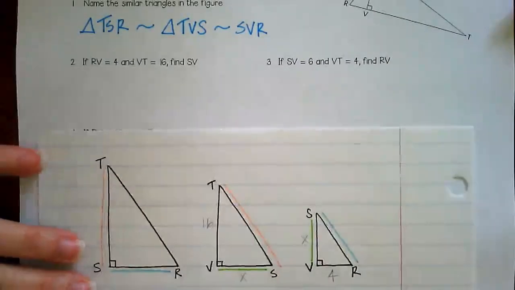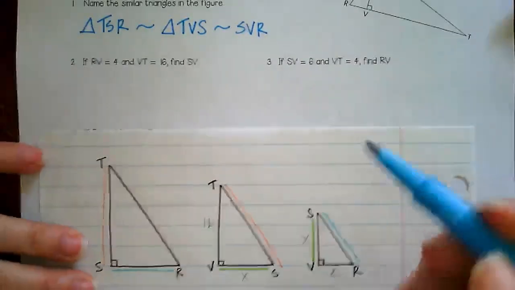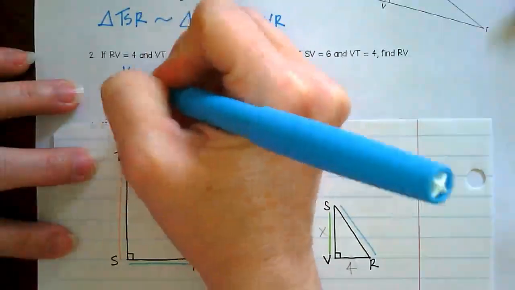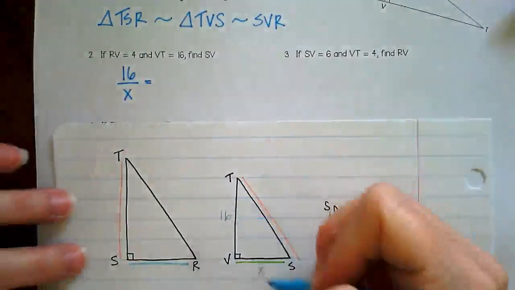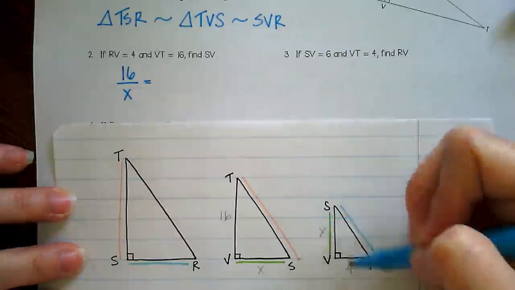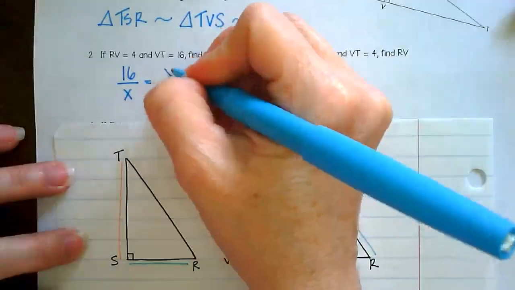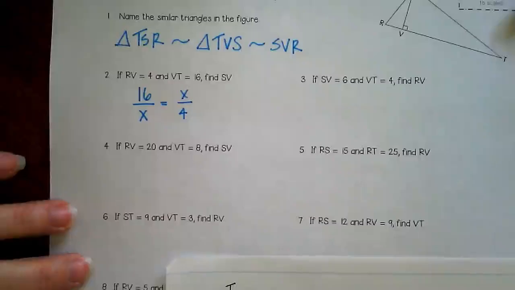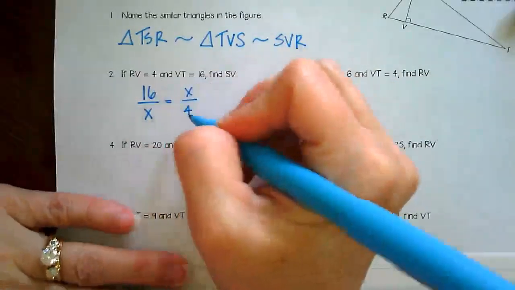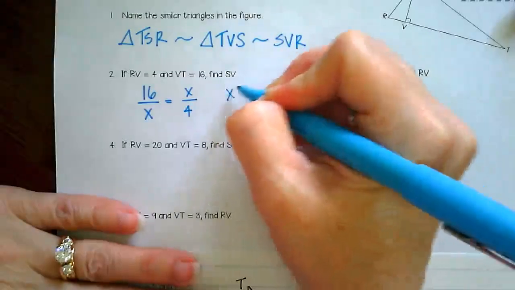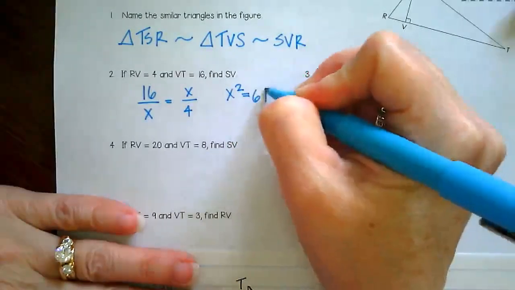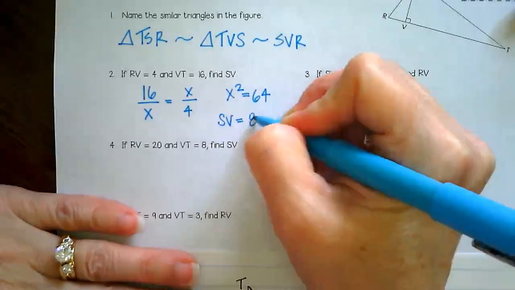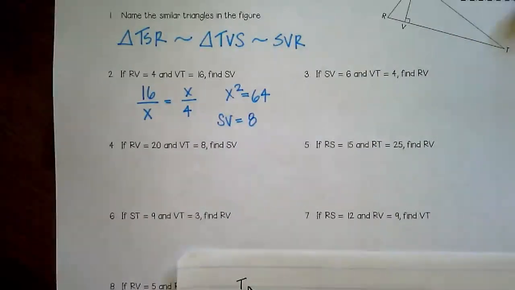Okay, so I'm just going to stick with the triangles. So I'm going to put 16 over X because that is my Mama Bear. And then Baby Bear's corresponding sides are going to be X over 4. All right, now to solve this, all we really need to do is cross multiply. So X squared equals 64, which tells me that side SV is 8. And there's the first one.